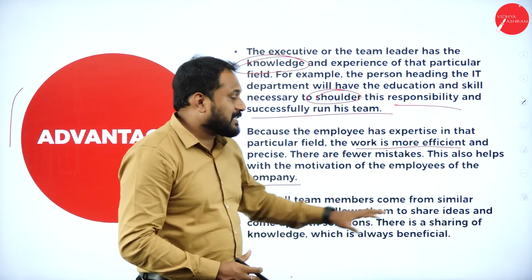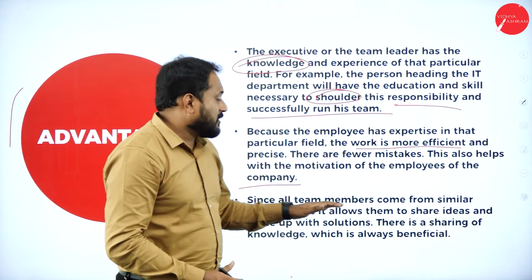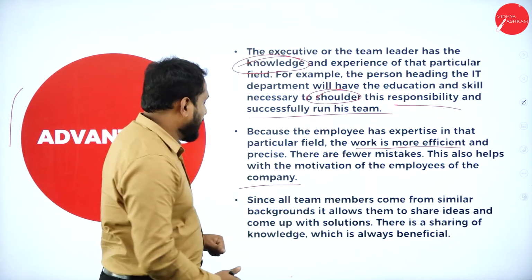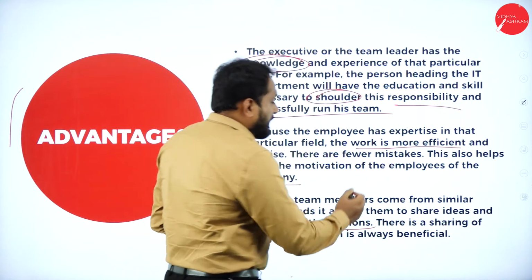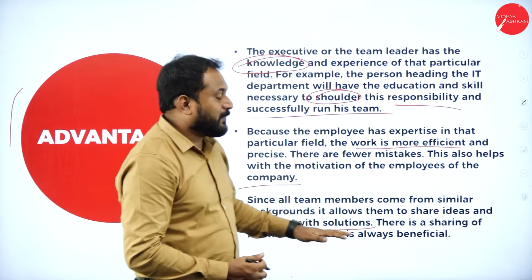Since all team members come from similar backgrounds, it allows them to share ideas and come up with solutions. There is a sharing of knowledge which is always beneficial.